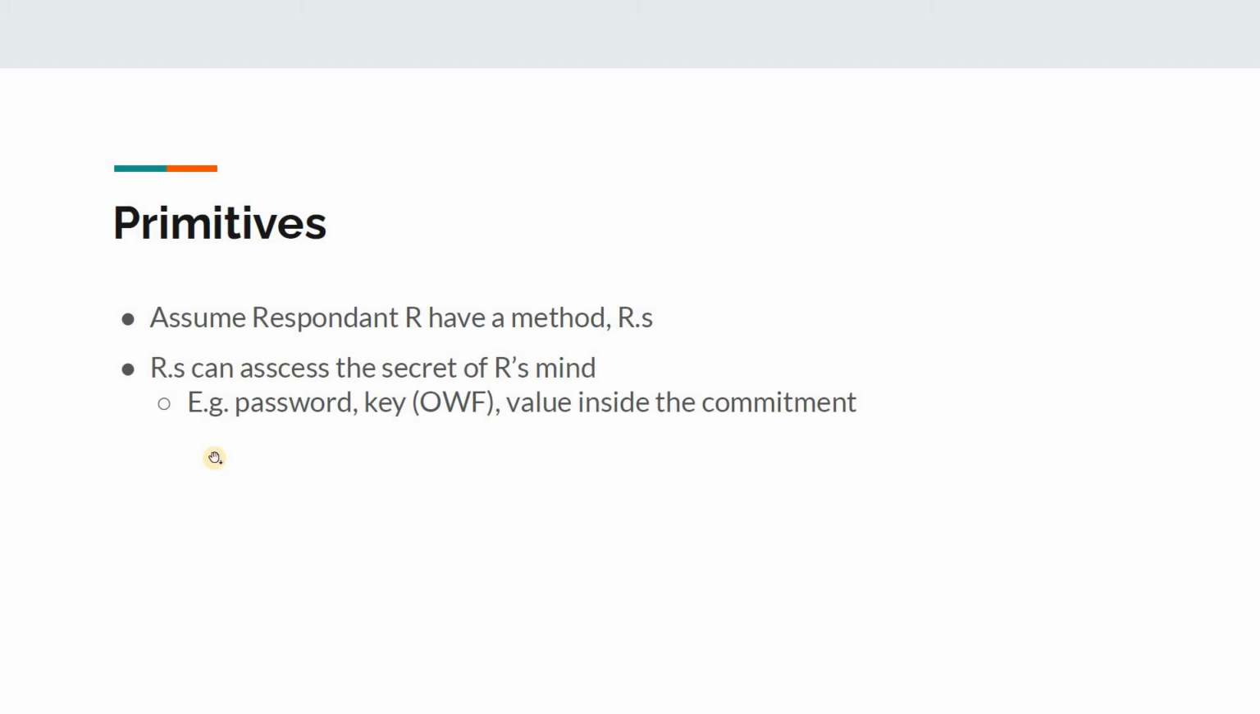Before we start the analysis, there are some primitives I need to tell you. We assume that the respondent has a method called RS, and this RS can access the secret of the respondent's mind, like a password, a key, or the value inside the commitment.